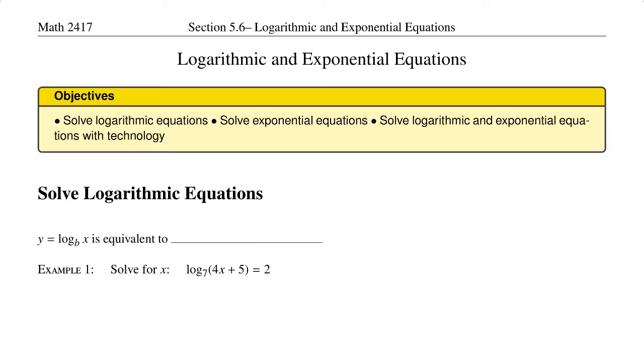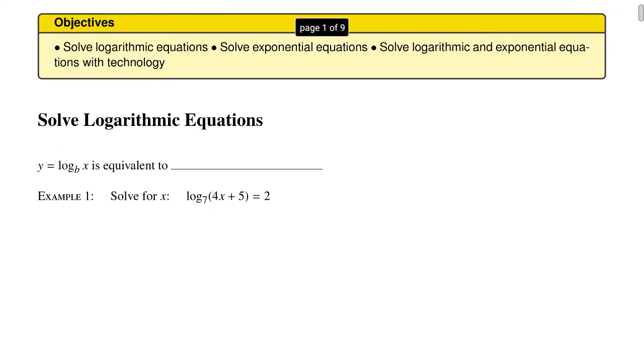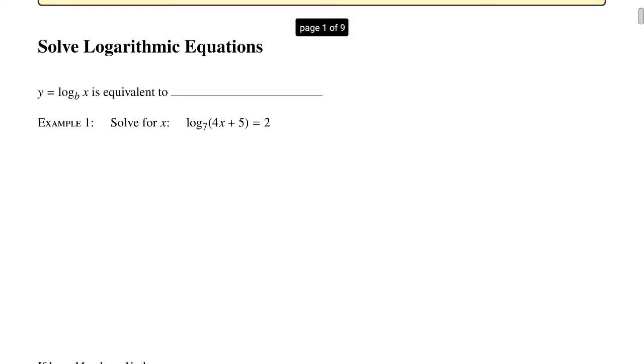Let's take a look at 5.6 logarithmic and exponential equations. We're going to go through a variety of equations here and talk about how to solve them. For the first example, recall that y equals log base b of x is equivalent to b to the y is equal to x. Changing a log equation into an exponential equation is sometimes very helpful to solve.